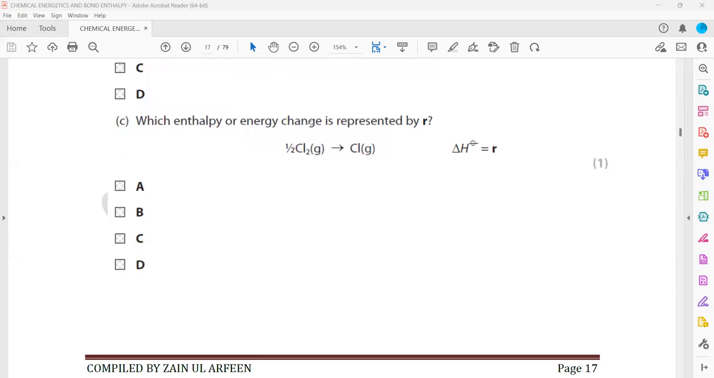And then which enthalpy or energy change is represented? Here chlorine in a molecule in a gaseous state turned into chlorine atoms. So this is also atomization. So that is also C.